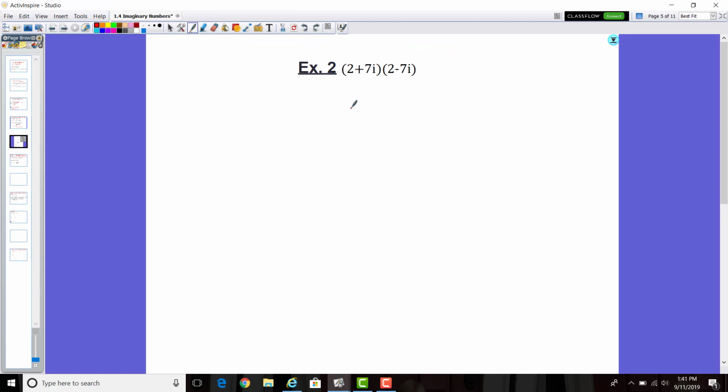So go back to this slide that we just left, the example that we skipped. These two are conjugates of each other. They have the same real number and imaginary number, but one's an addition, one's a subtraction. Let's FOIL this and see what happens. We get 4 minus 14i plus 14i minus 49i squared. Do we agree that these middle two terms are opposites, which means they will cancel? So we're left with 4 minus 49i squared, which we know i squared means -1. So, sorry, that should be 49, not 48.